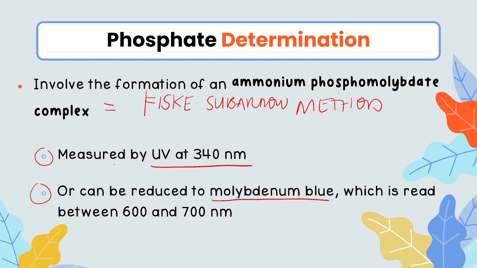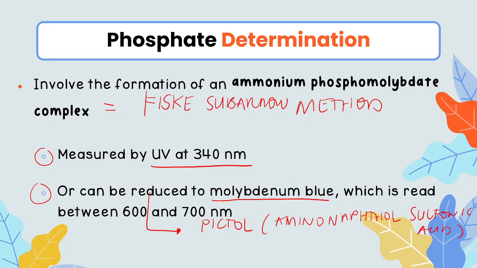Now, the next question would be, what are our reducing agents? Now, these are examples of reducing agents that can be used in order to reduce ammonium phosphomolybdate to molybdenum blue. You have what we call your pictol, in which this is an amino naphthol sulfonic acid. So, this is like the complete name of the substance that it contains.